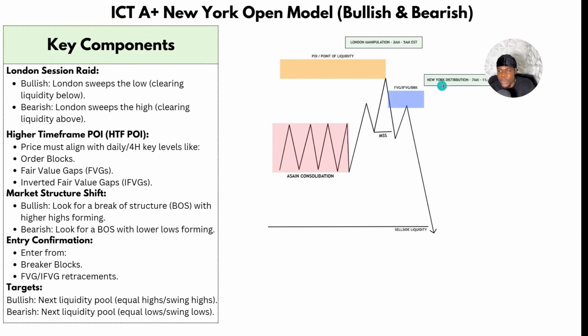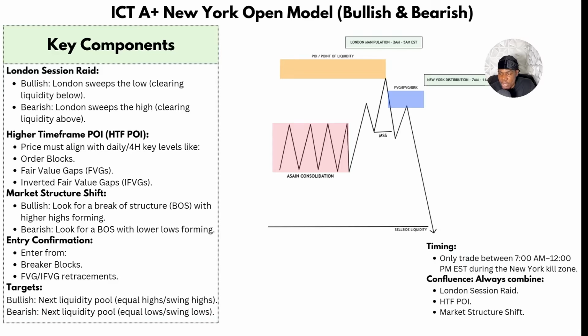And then during the New York session, this is our New York session distribution, where price will pull back, just like I stated, inside of a fair value gap, an order block, or an inverted fair value gap, to then extend lower to clear these sell side liquidity lows right here. But this right here is our schematic. This is an A+ New York Open setup. This happens every single day.